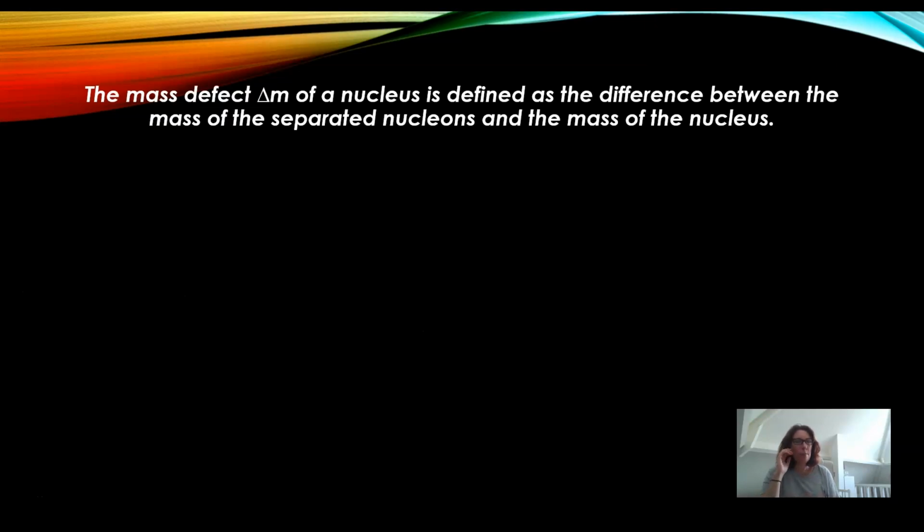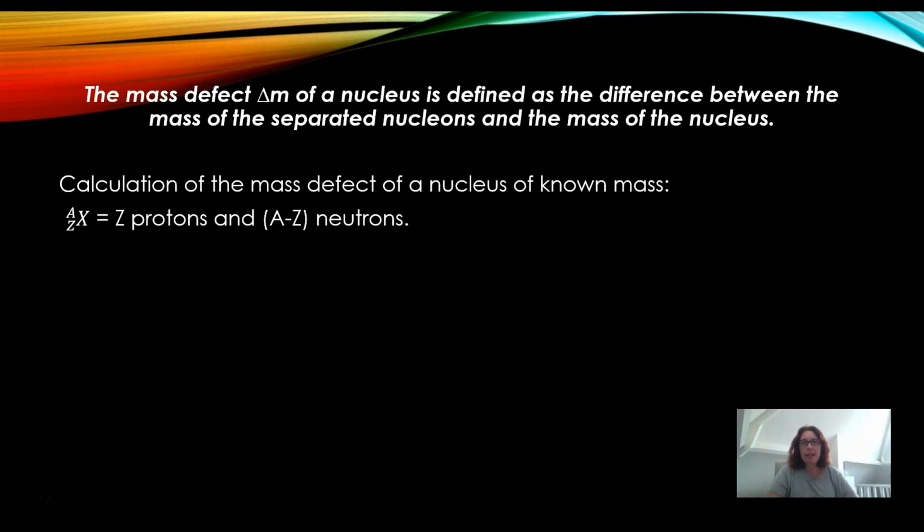So we do something called the mass defect. Now, the mass defect of a nucleus is defined as the difference between the mass of the separated nucleons and the mass of the nucleus. If you want to calculate the mass defect, you need to know some values. So if we look at an atom or a nucleus, it will have a symbol like this, and the top number, A, is the nucleon number, which is the number of protons and neutrons, and Z is the proton number. So if you want to know the number of neutrons, you do A minus Z, because A is protons and neutrons. So if you do A minus Z, you get the number of neutrons.